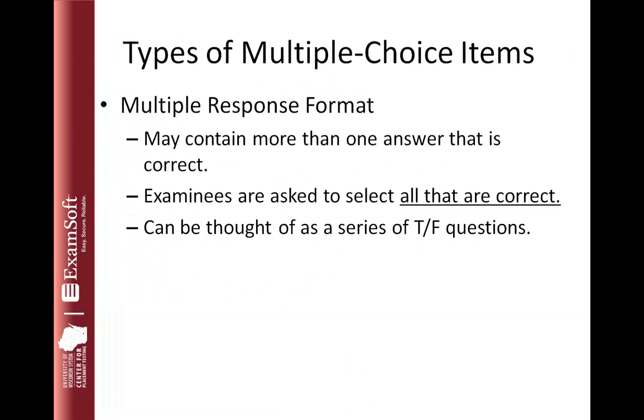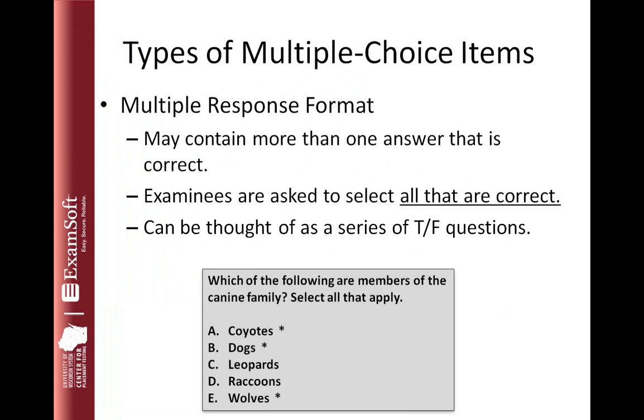A third type of multiple choice item is the multiple response format. This is where we may have more than one correct answer, and we ask the test taker to select all that apply or to identify all of the correct options. We can really think of this as a series of true-false questions. So here's an example. Which of the following are members of the canine family? Select all that apply. The examinee is asked to select all of them that are members of the canine family. And here, and in most of these items, you'll see that I've marked the correct answer with an asterisk.